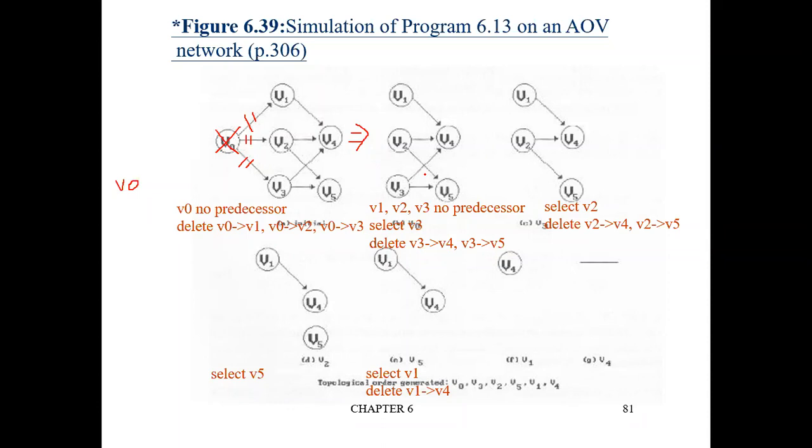3 vertices. Which vertices have 0 in degree? V1, V2, V3. Yes, good. V1, V2, V3. From these, you pick any one vertex.